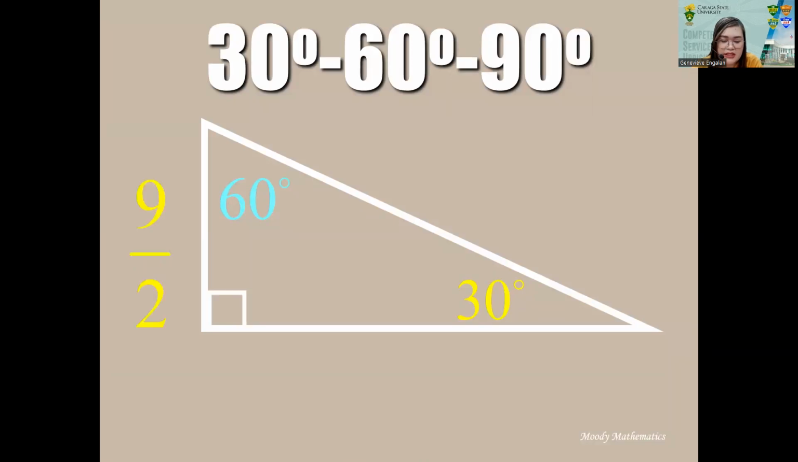If your shorter leg is 9/2, what is your hypotenuse? 9. Unsa man ang imuhang longer leg? 9/2 square root of 3. Okay, 9/2 square root of 3. If your shorter leg is 2 square root of 3, so unsa man imuhang hypotenuse? 4 square root of 3.